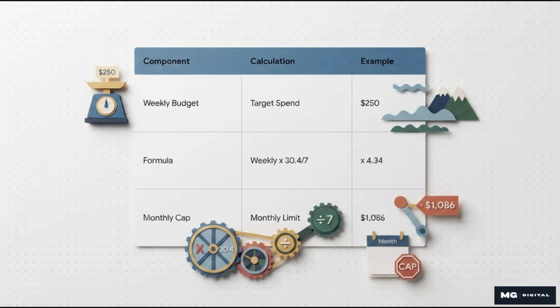You set an average weekly budget, which is really just a target. Demand fluctuates, obviously, so some weeks you spend a little more, some weeks a little less. But Google uses this very specific formula. They multiply your weekly budget by 30.4 and then divide by 7 to create a strict monthly cap. So a $250 weekly target officially becomes a rock-solid $1,086 monthly cap. Once you hit that exact cap, your ads are done. They stop showing for the rest of the month.